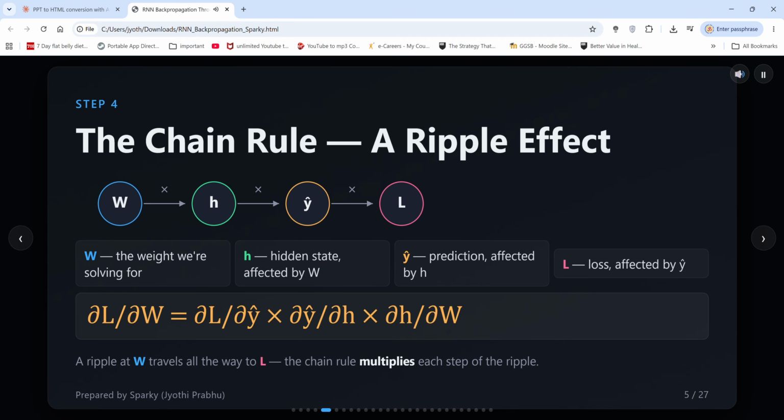Now let's see the same idea written with neural network terms. Backpropagation is built entirely on the chain rule. If a small change in a weight affects the hidden state, which affects the prediction, which affects the loss, the chain rule lets us multiply these effects together to find out exactly how that weight affects the final loss. Tap each circle to see what it means.